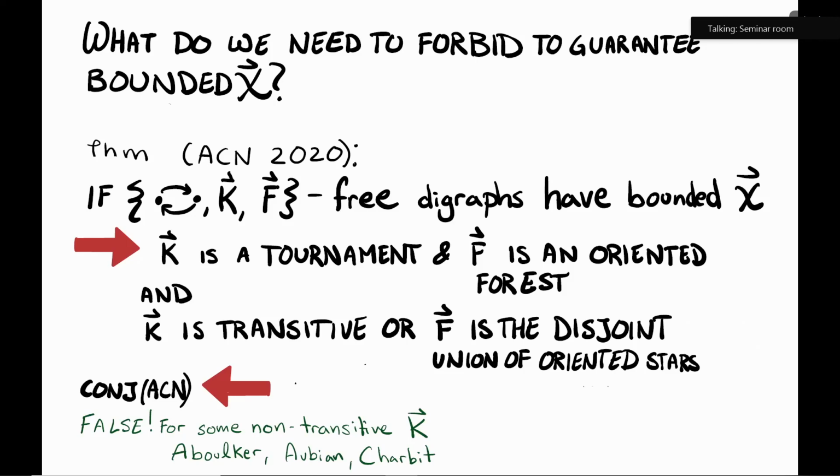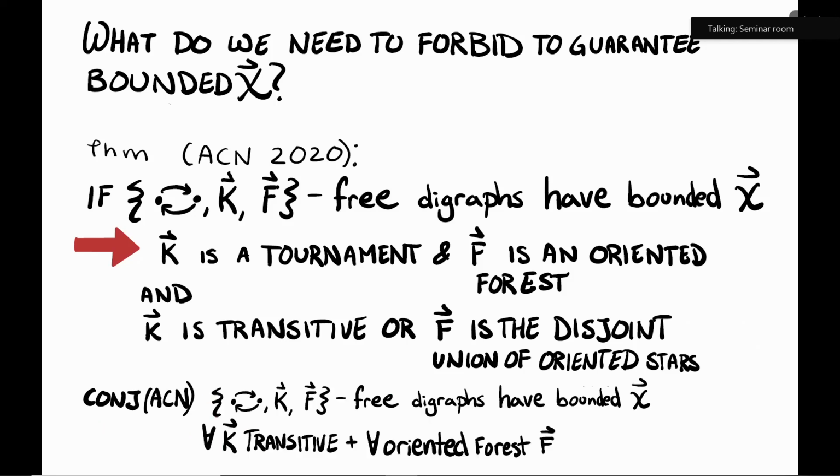you are forbidding a tournament that's not transitive and some disjoint union of oriented stars, and you still have unbounded dichromatic number. But the part that's still open is this case where the tournament you're forbidding is in fact transitive. So to state it more properly, this is the conjecture that's open. So basically, you bound the size of the largest tournament, you forbid an oriented forest, and then you want the dichromatic number to be bounded.